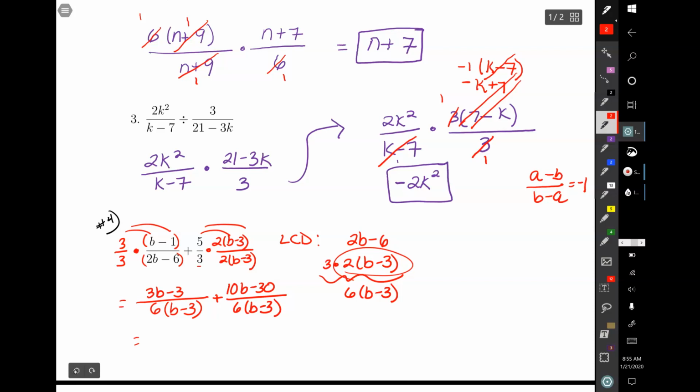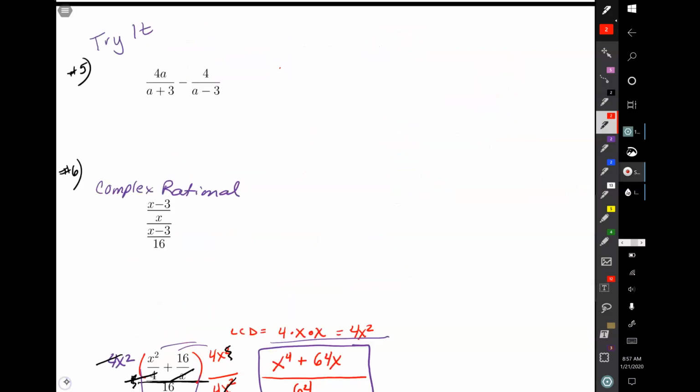Then carrying all that down, I would just do the operation in the entire top. So I have 3b and a 10b, so I have 13b. And then a minus 3 minus 30 would be minus 33. And in the denominator, I can actually multiply that out to be 6b minus 18 if I want, or I could just leave it in the factored form. So that is my final answer for that one. So number 5, I would like you to try it on your own. Just stop the video.